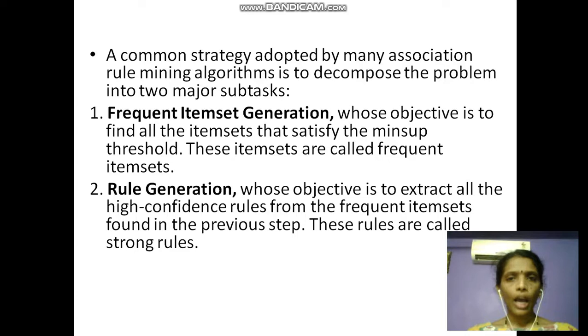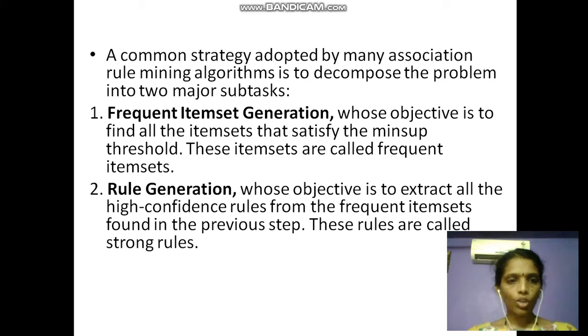How association rule mining algorithms are designed is mainly categorized based on how the problem is decomposed. It is mainly decomposed into 2 major subtasks. The first one is frequent item set generation and the second one is rule generation. What do you mean by frequent item set generation? Here the main objective is to identify the frequent item sets that are repeatedly found in the entire transaction set, and those item sets must satisfy the minimum support threshold value.